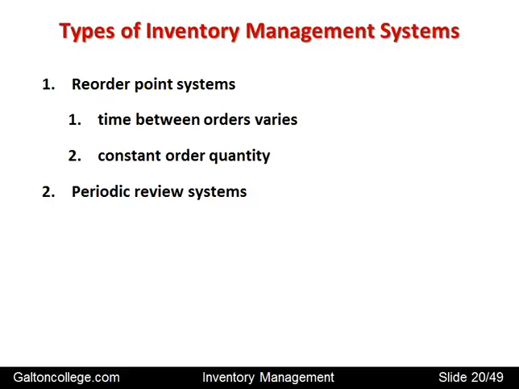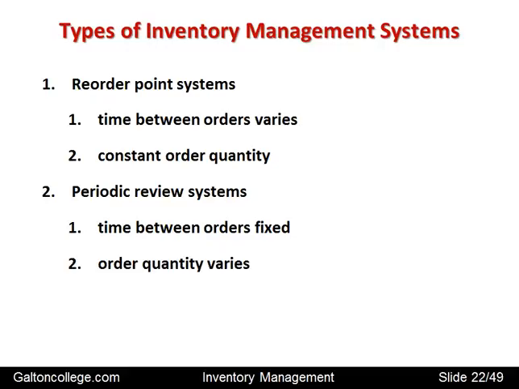We have periodic review systems. The time between orders is fixed, so we order every month, let's say, or every 6 months or whatever. And we vary the quantities to try and meet the demands that the company is experiencing for its product. So we place the orders on a regular basis and we vary the quantities.